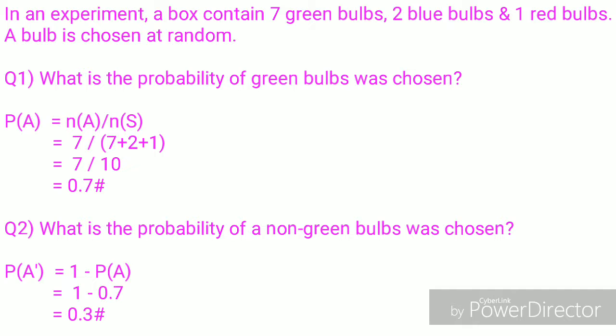Next, what's the probability that a non-green bulb is chosen? To solve this, we use the previous formula, which is the probability of A apostrophe equal to 1 minus P(A). So the answer to question 2 is equal to 0.3.